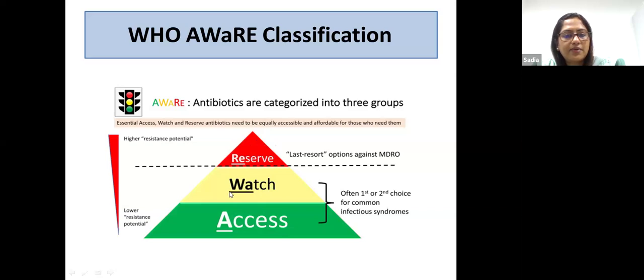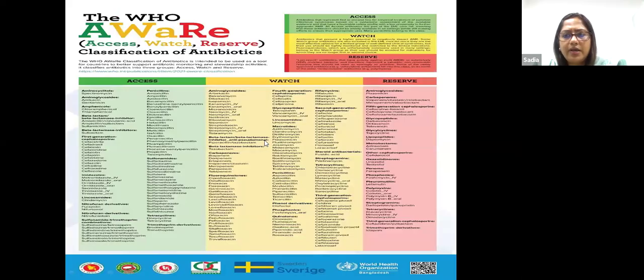So WHO has classified antibiotics on the basis of, again, a hierarchy of first tier, second tier, and third tier antibiotics. Access and Watch groups are the ones which are generally available. For the Reserve group, you need to have certain policies in place in your hospital, which will ensure that the Reserve group is being tracked, and the antibiotic stewardship team does surveillance to ensure that Reserve antibiotics are prescribed only after consultation with the antibiotic stewardship committee. Okay, so this is a broad outline of these drugs and how the WHO AWaRe group works.